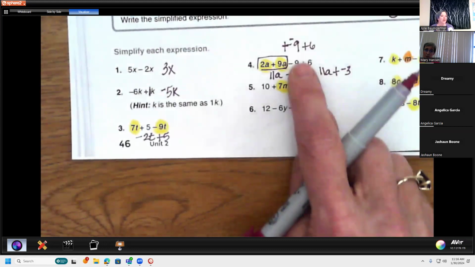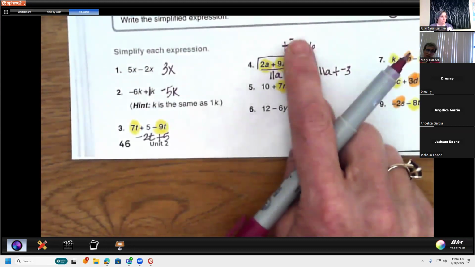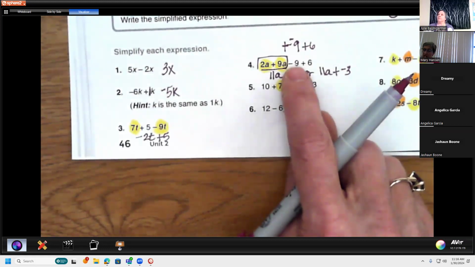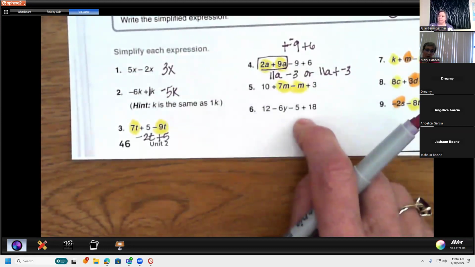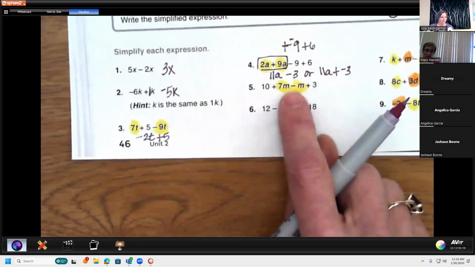You may get to a point where you stop changing subtraction to addition and changing the sign and just account for it by seeing that minus sign in front. Good question. Okay, number 5, we have M's in the middle.